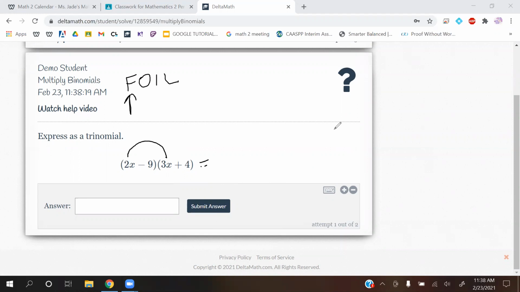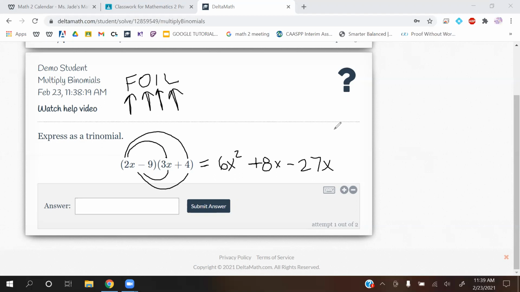So the first is 2x times 3x, which gives us 6x squared. The O in FOIL stands for outer, so that's the 2x times the 4. Those are the ones on the outsides of your factors. And so that would give us plus 8x. The I in FOIL stands for inner, so that's those two. The -9 times the 3, so minus 27x. Sorry, let me make this a plus. Okay, there you go. So then our last, L stands for last. So it's those two, so it would be minus 36.